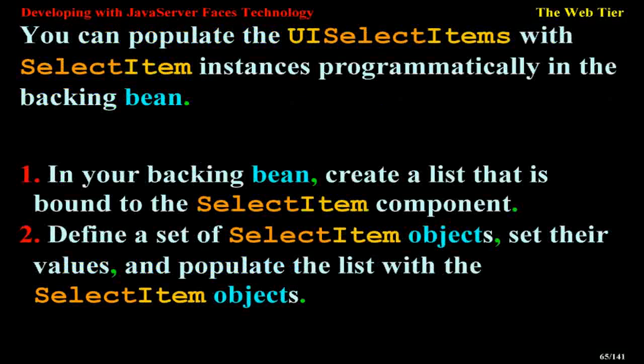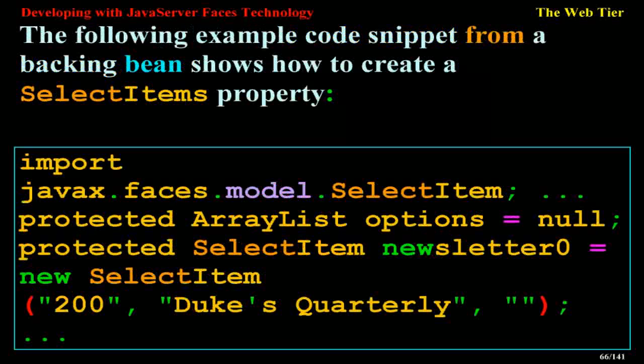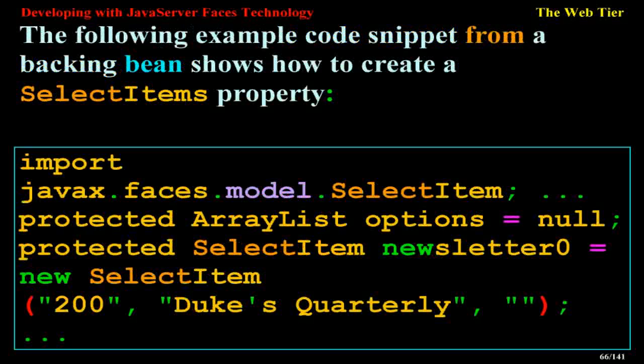You can populate the SelectItems with SelectItem instances programmatically in the backing bean. In your backing bean, create a list that is bound to the SelectItem component. Define a set of SelectItem objects, set their values, and populate the list with the SelectItem objects. The following example code snippet from a backing bean shows how to create a SelectItems property.